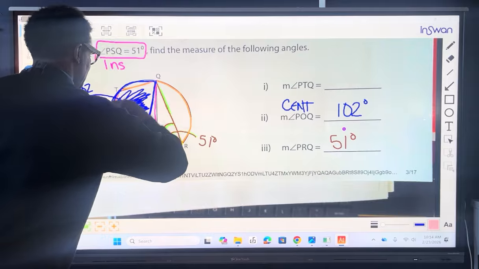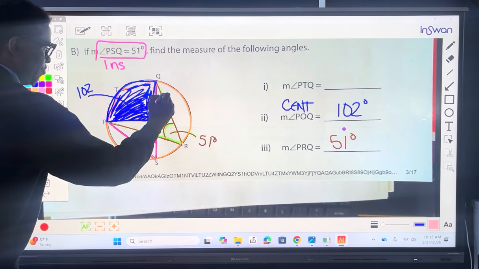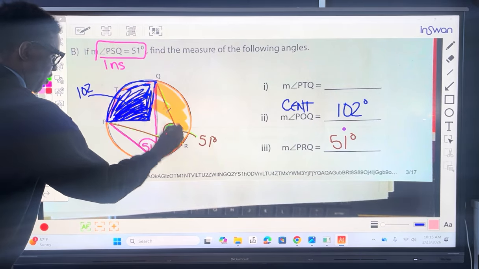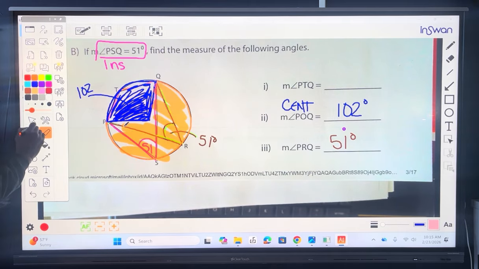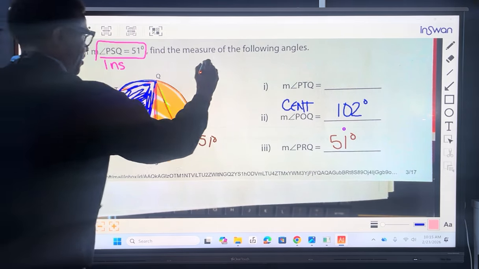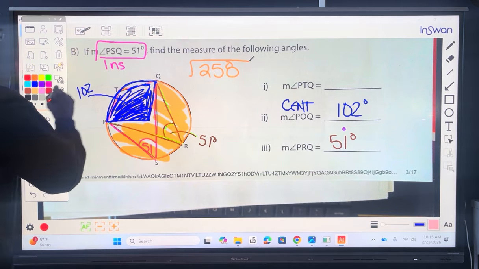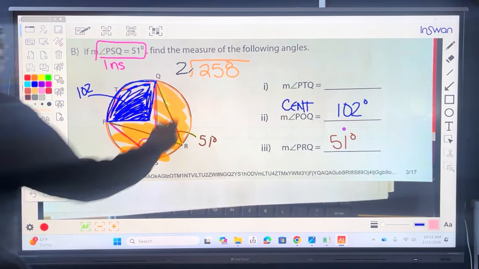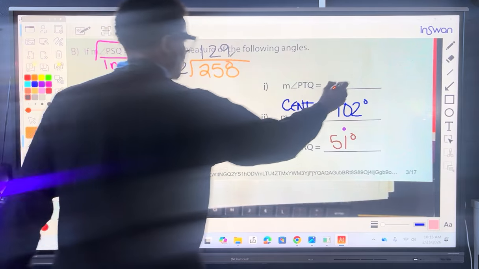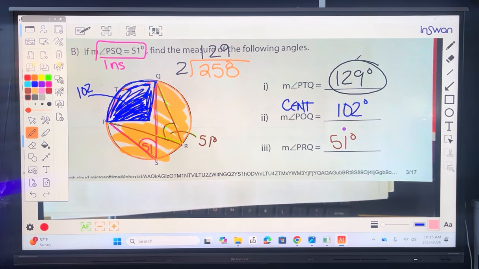So that means everything else has to be what? It's gonna be 258. All the rest of this in orange has to be 258. Wait, that doesn't mean that's our answer. Hold on, no, it's not. It's 258 divided by what? We've got to divide by two. So I did that, and that makes it what? 129. Oh my god. 129 degrees. Yeah, y'all definitely did.